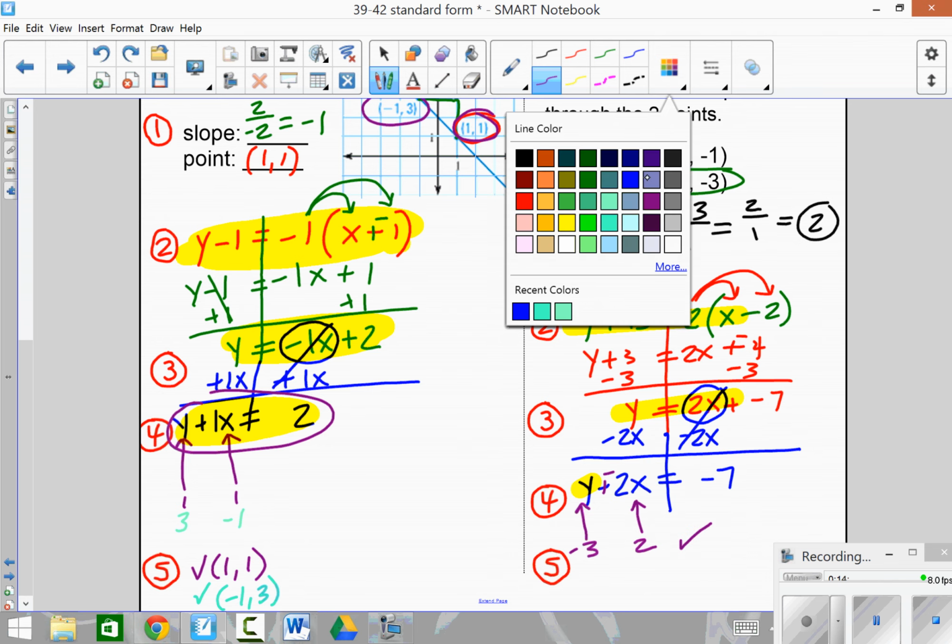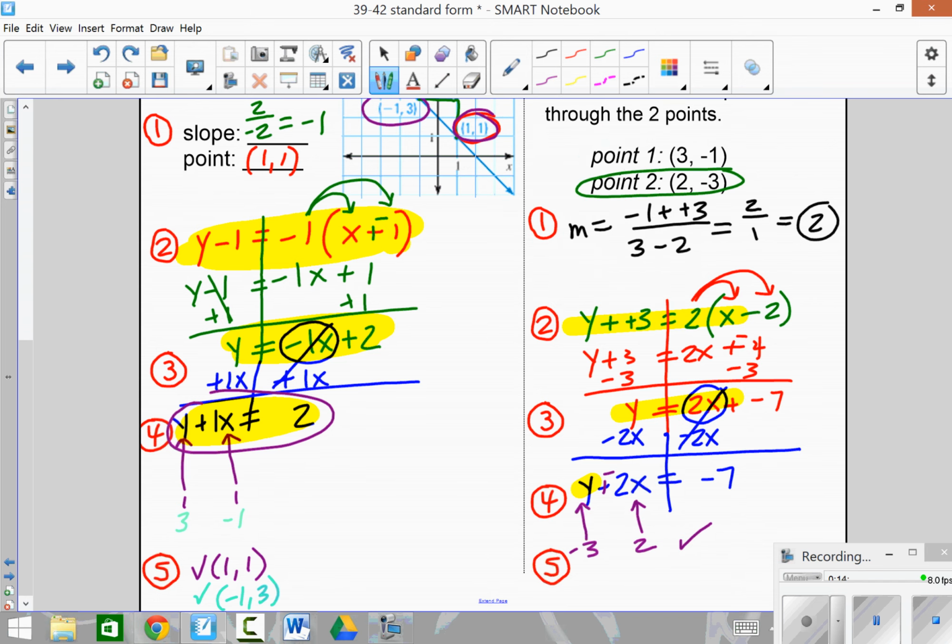Let's go ahead and double check our other ordered pair and see if that also works. 3, negative 1. So if I plug in a 3 for the x, the y is a negative 1, it should equal negative 7. So negative 2 times 3 is negative 6. Negative 1 plus negative 6 does equal negative 7. So I know that also checks as well.